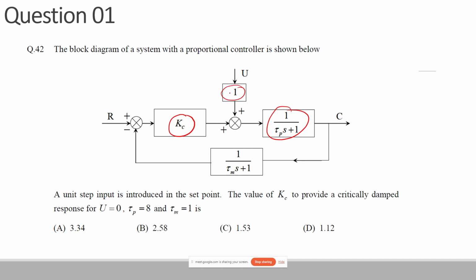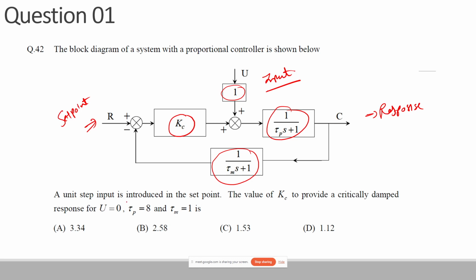This you can call the transfer function model corresponding to the input. Then we have this measurement model. Then this R you can call the set point, and this is the response of the system, and this is the input. So given this block diagram, we have been asked to find a value.